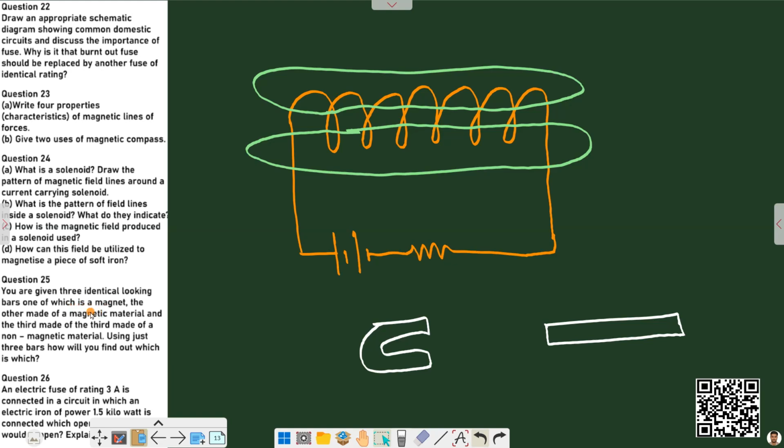is a magnet, the other of magnetic material, and the third made of non-magnetic material. Using just these three bars, how will you identify which one is the magnet, which one is non-magnetic, and which one is only magnetic material? So for this, let us clear the screen.